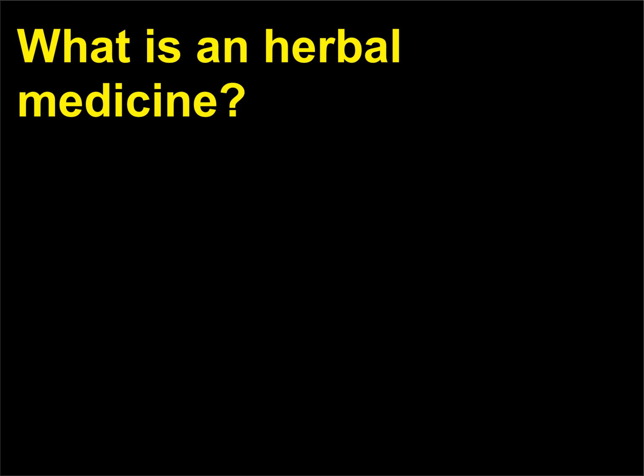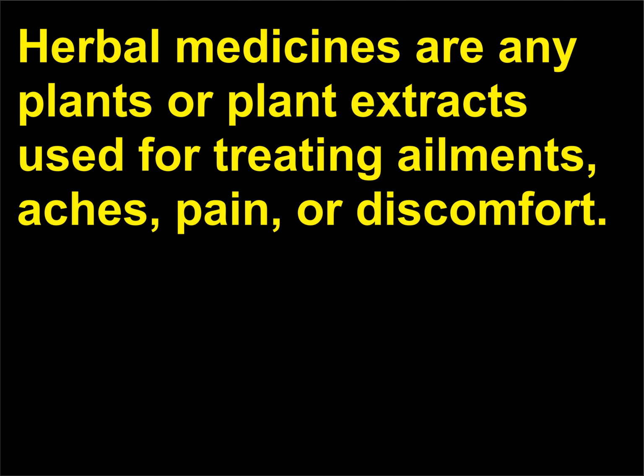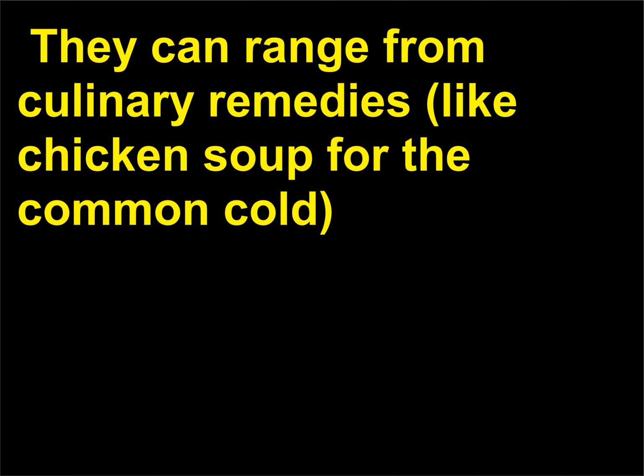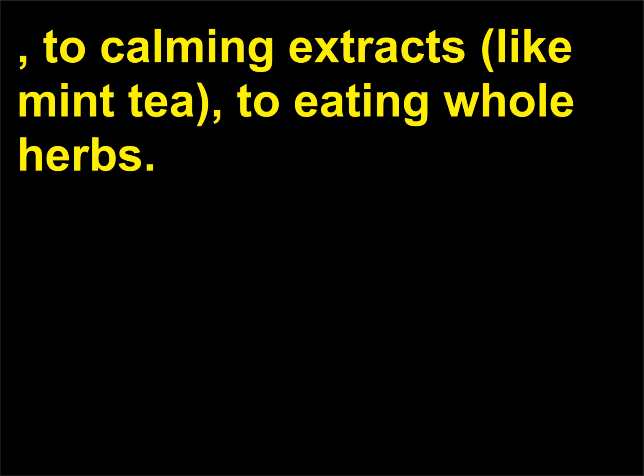What is an herbal medicine? Herbal medicines are any plants or plant extracts used for treating ailments, aches, pain, or discomfort. They can range from culinary remedies, like chicken soup for the common cold, to calming extracts, like mint tea, to eating whole herbs.